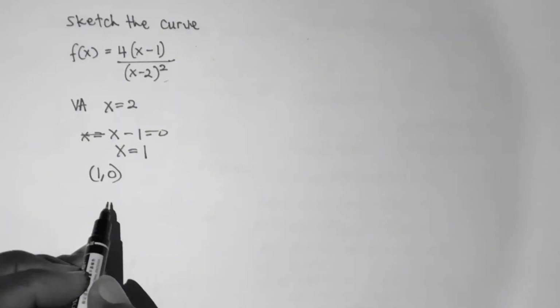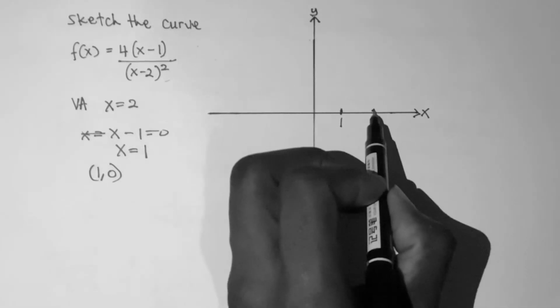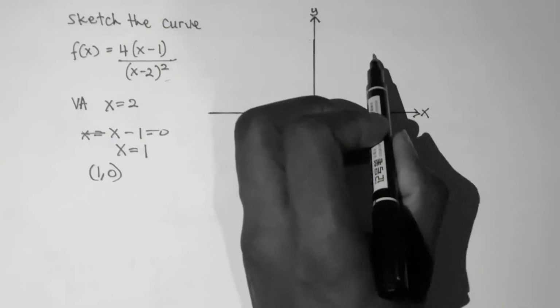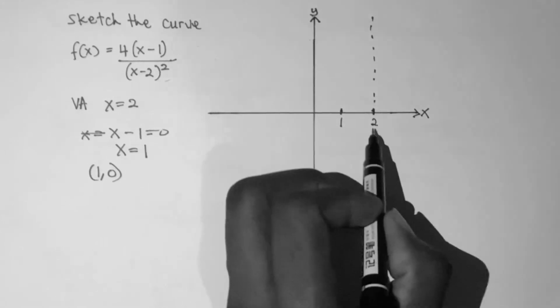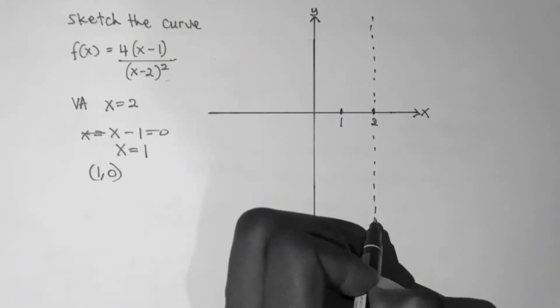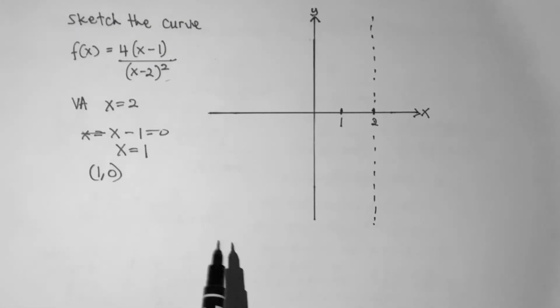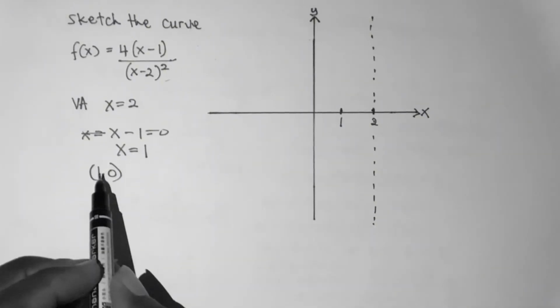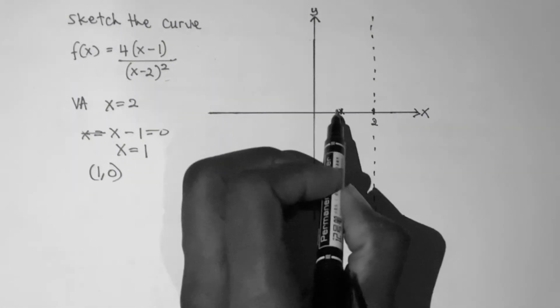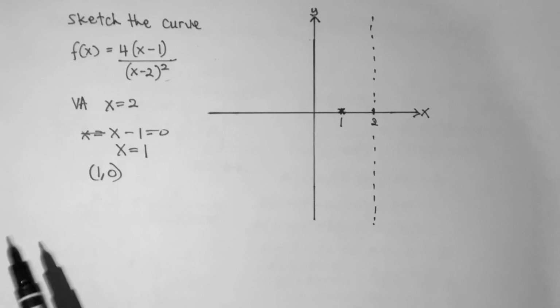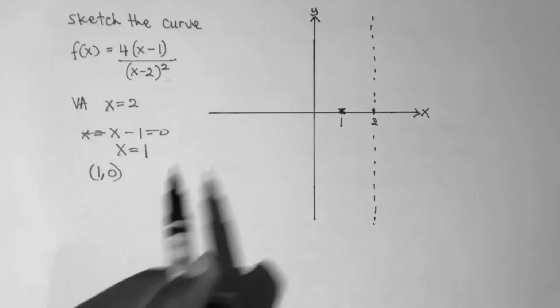So now let's sketch the function. Let's sketch the vertical asymptote. So this is a vertical asymptote at x equals 2. Now, we have zeros at 1 and 0, so there is a turning point here. So there is a turning point at (1, 0).